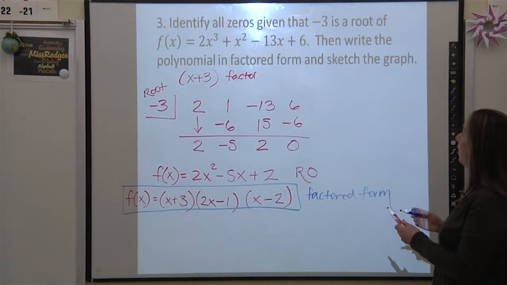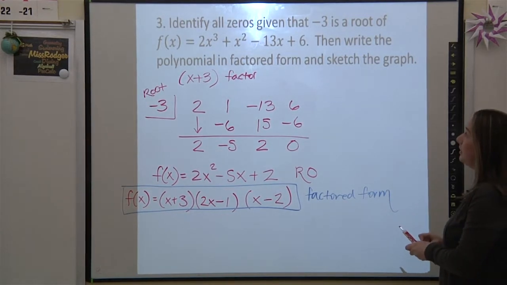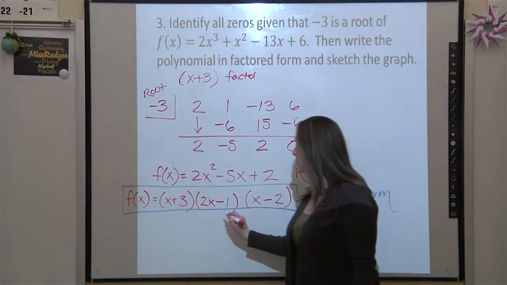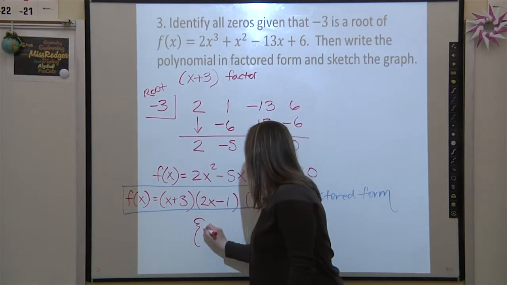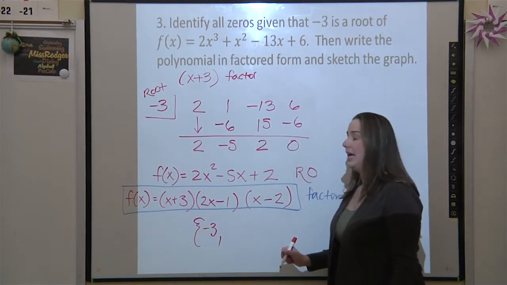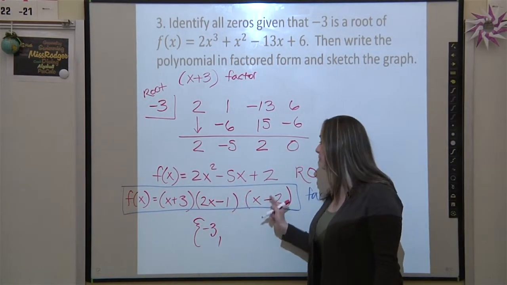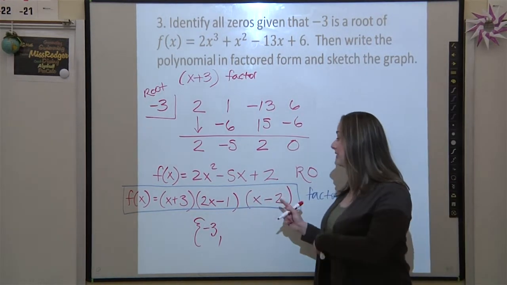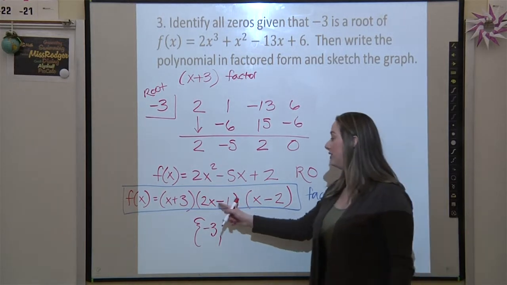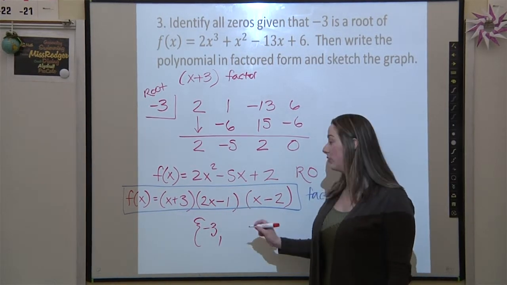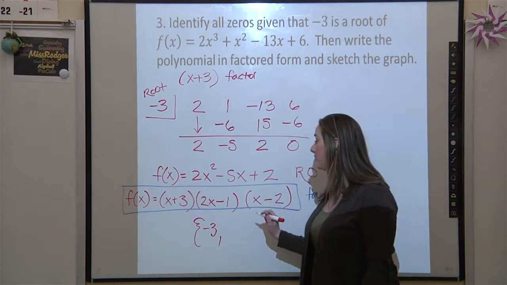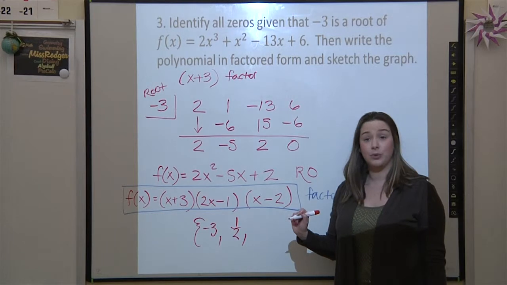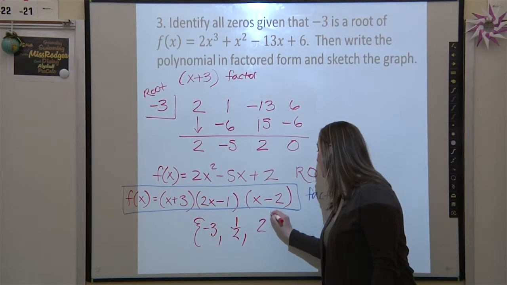And what else did they want? Identify all the zeros given that -3 is a root. So our zeros are going to be, we determined -3 is a 0 or a root. And now what we're going to do is take each of the 2 parentheses that we built using our quadratic and set them equal to 0 and solve. So if I take 2x minus 1, set it equal to 0 and solve, add 1 to both sides, divide by 2, I'm going to get a half. X minus 2, if I set it equal to 0 and solve, I'm going to get positive 2.